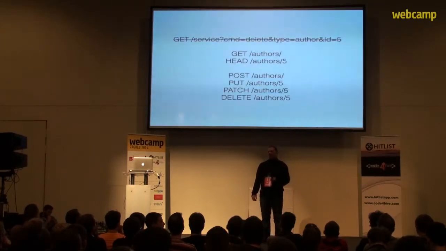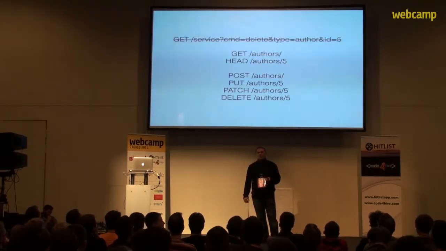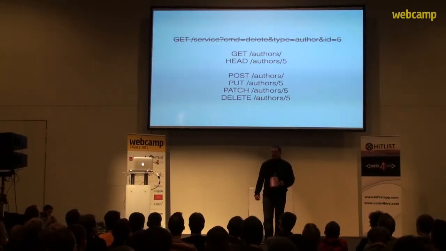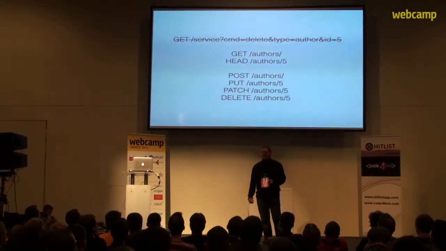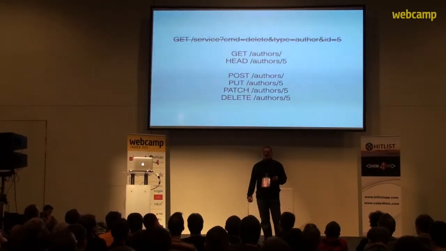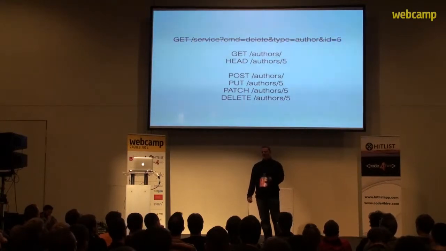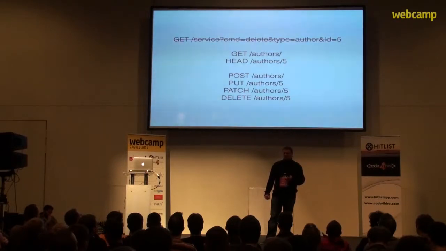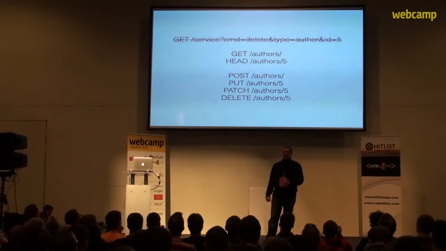So the first example here that I'd like to point out is from the olden days, before the popularity of web frameworks. The call on the top that you can see is probably something that was very familiar to everybody. So you had one endpoint, and then you gave it commands: oh, please delete this record of type author with this ID of type file. So this basically ignores everything that HTTP provides.